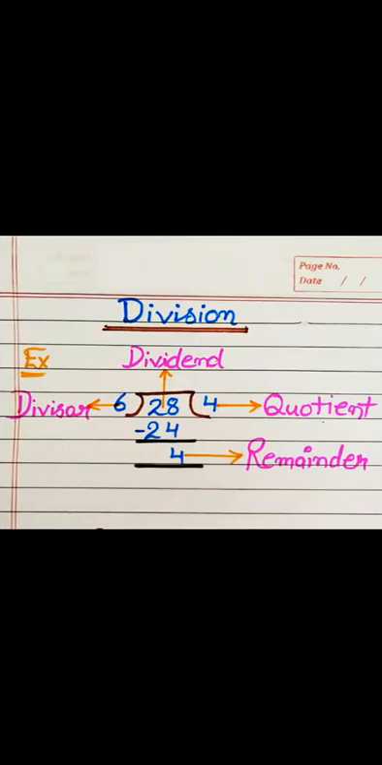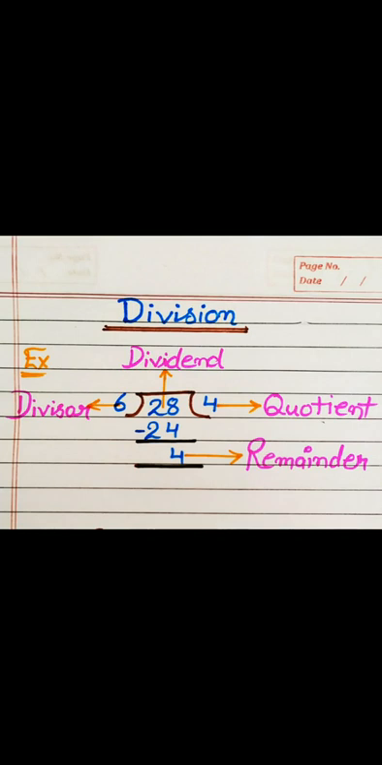As our chapter number two, the four basic operations, is going on, today we are going to start division. First we will learn a few rules of division, then we will solve some questions based on division. Here is an example in which we are dividing 28 by 6.